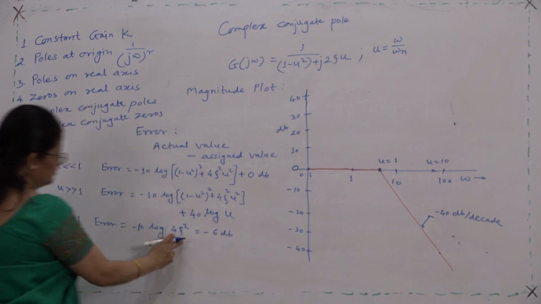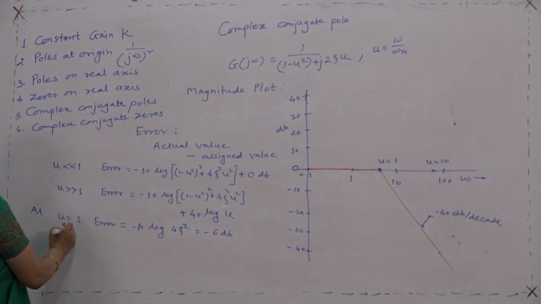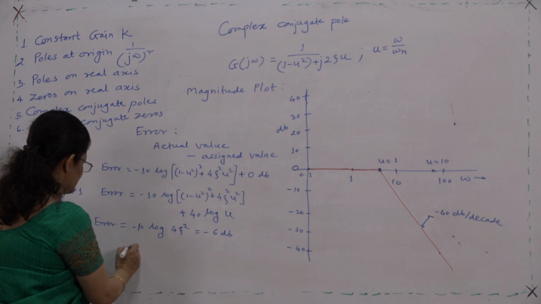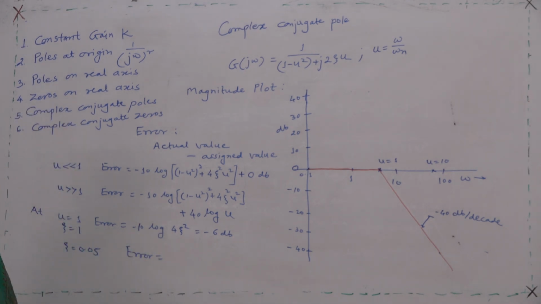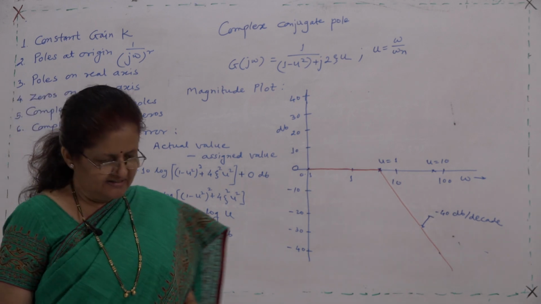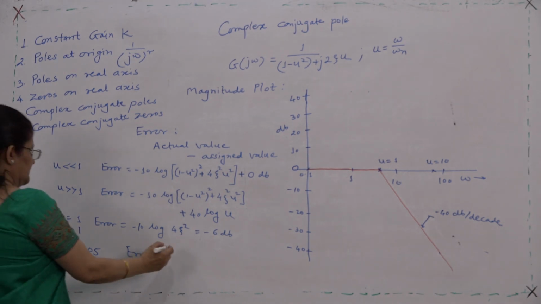So, substitute the value of zeta. At u is 1 and zeta is 1, you will get this error. For different values of zeta you can substitute and find out. Suppose zeta is very small, 0.05, then how much is your error? Substitute zeta is 0.05, its square, and the value you will get is plus 20 dB.